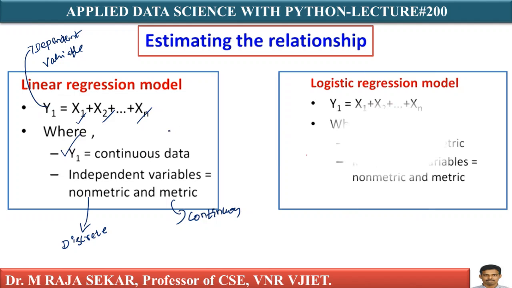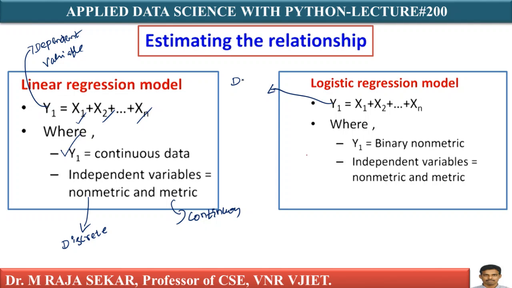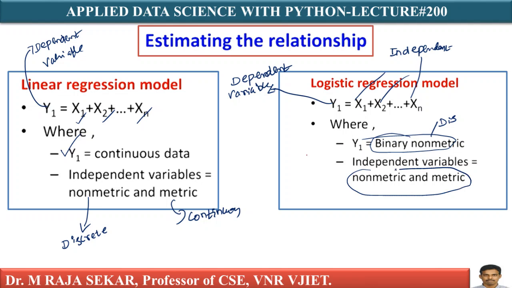What about your logistic regression? If you compare, again, y1 is the dependent variable, and x1, x2, and so on, xn are independent variables. What is the nature of this dependent variable? The dependent variable is binary. Non-metric means it is discrete. What about independent variables? They are non-metric and metric. Non-metric means, as I told you, this is discrete, and metric means it is continuous.